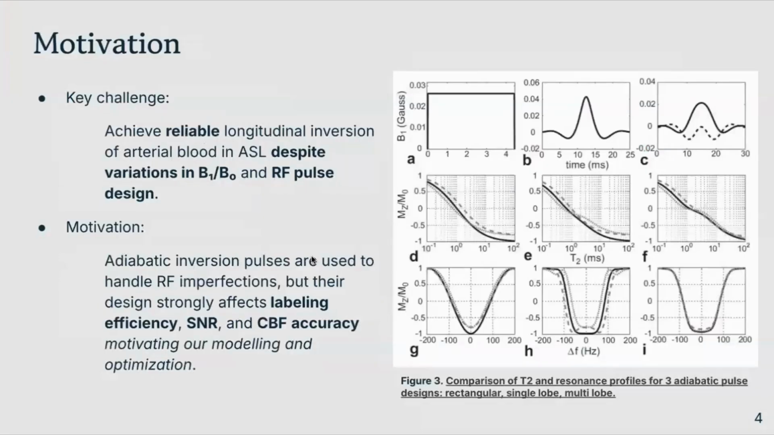The key technical challenge is achieving reliable longitudinal inversion of arterial blood despite B1 and B0 inhomogeneity and a rough pulse design. Adiabatic inversion pulses are designed to handle RF imperfections, but their performance is very sensitive to how we choose the envelope and frequency sweep. That directly impacts labeling efficiency, SNR, and CBF accuracy, motivating our goals.